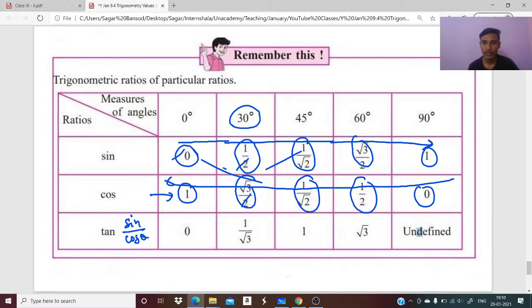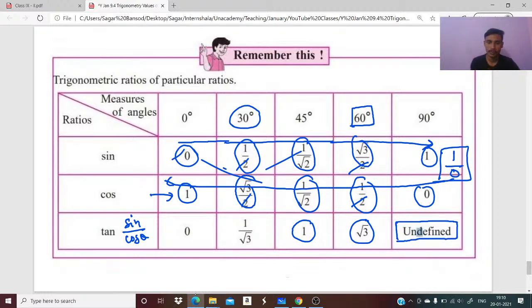Similarly for 45 degree, sine and cos are the same, therefore this will get cancelled out and you will be left with 1. Then for 60 degree this 2 will get cancelled out and you will be left with root 3. For 90 degree, tan will be 1 upon 0, which is not defined, so tan of 90 degree is undefined. In this way you can remember this entire table.